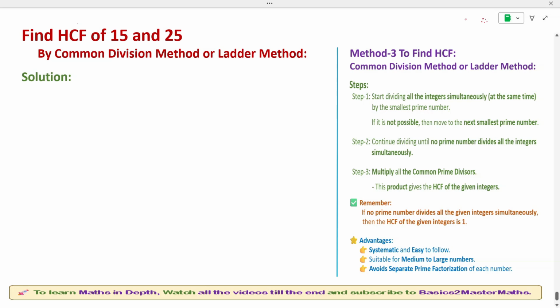Today we will see how to find the HCF of 15 and 25 by the common division method or ladder method. Before solving the problem, please go through the below steps.